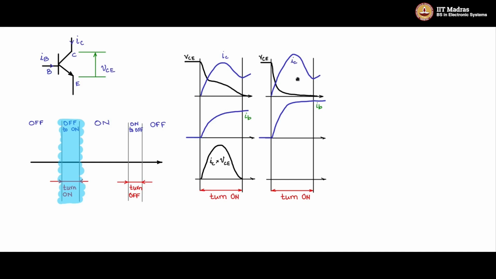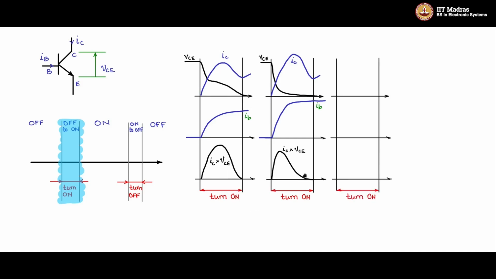Now this is IC. Now what is IC into VCE looking like during this period here? You see that because VCE drops quickly, there is a drop here, and then the height is reduced, and this is the IC into VCE, the instantaneous power curve. You will see that it has reduced significantly.